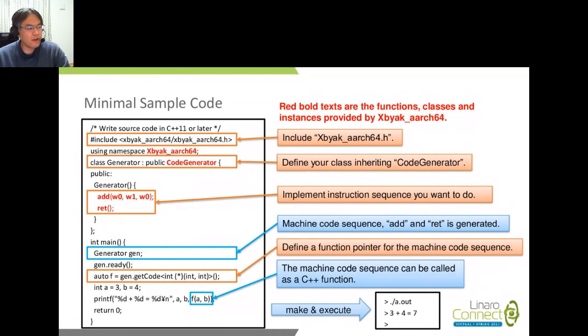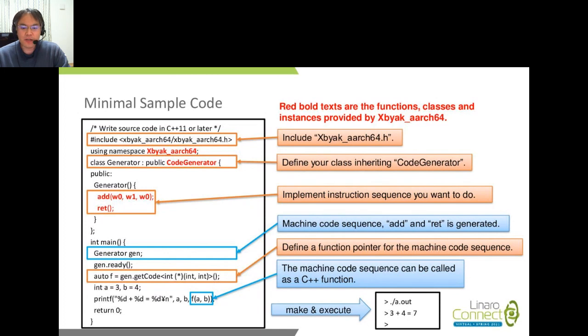This page shows the minimal sample code which uses Xbyak aarch. The red bold text stands for Xbyak aarch functions, classes, and instances. If you want to use Xbyak aarch, include the header file and define your own class inheriting code generator class and implement instruction sequence you want to do. If you make an instance of your code generator class, the machine instruction sequence you defined are written in memory at runtime.